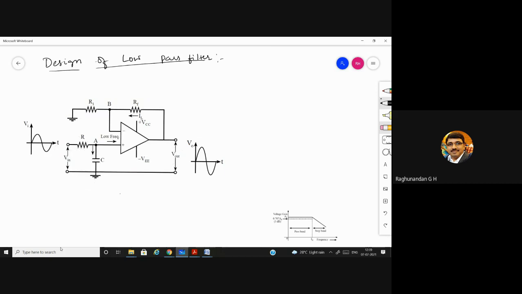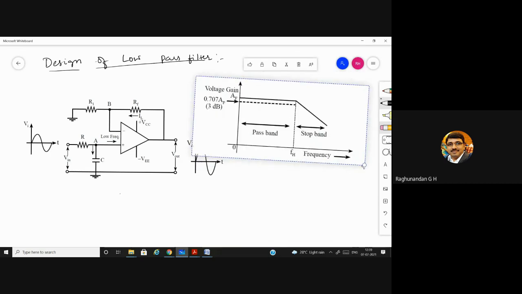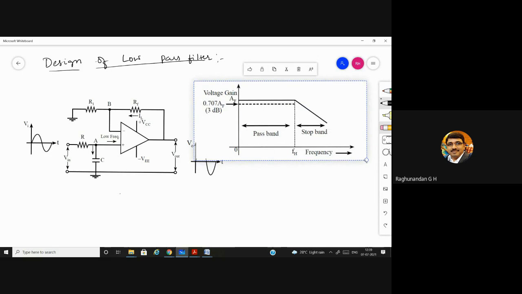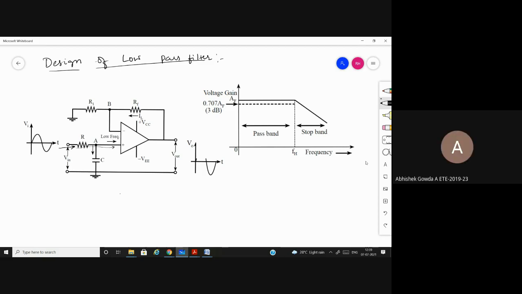So this is the combination which we are having. So for this circuit, we are going to get this frequency response. Since it is going to filter out the higher frequencies, what happens here is, when you give the input signal here, the lower frequency signals are going to pass through this.